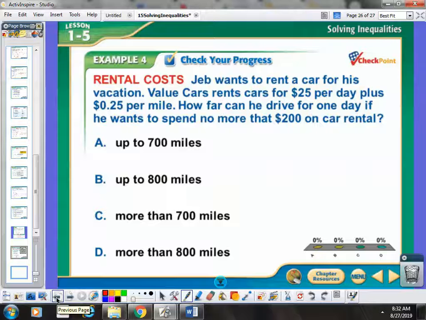Rental cost. Jeff wants to rent a car for his vacation. Value Cars rents cars for $25 per day plus 25 cents per mile. How far can he drive for one day if he wants to spend no more than $200 on car rental? What are we trying to find? How far you can drive. How far? What are we measuring it in? Number of miles. So let's let x, or whatever variable you want to use, represent the number of miles. So I have written x is equal to the number of miles that Jeff can drive.